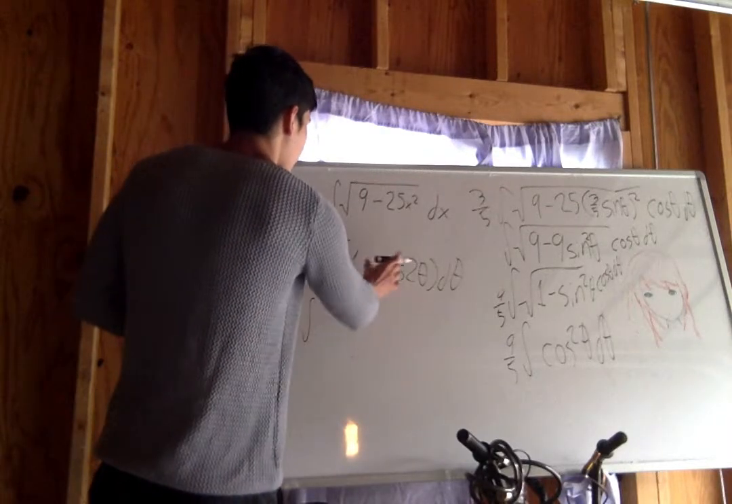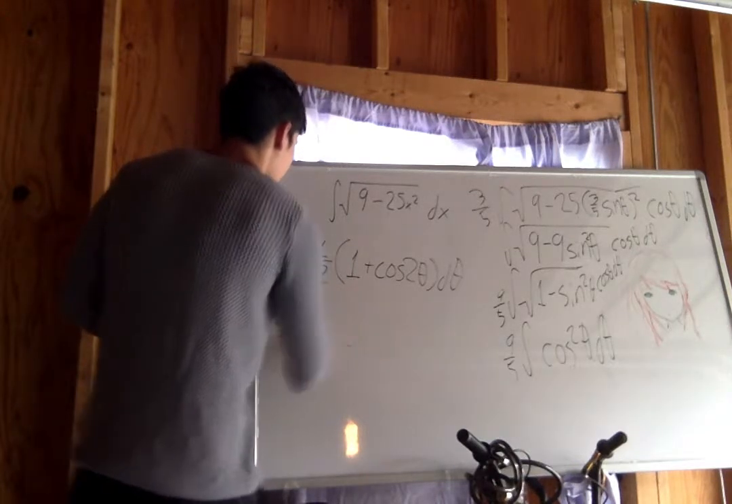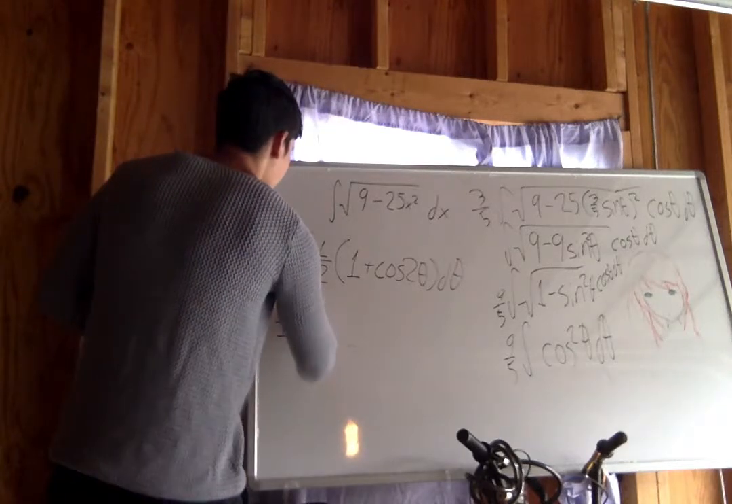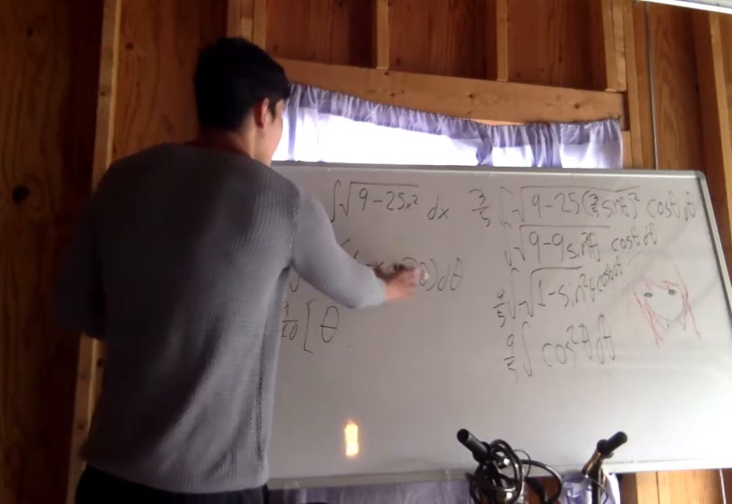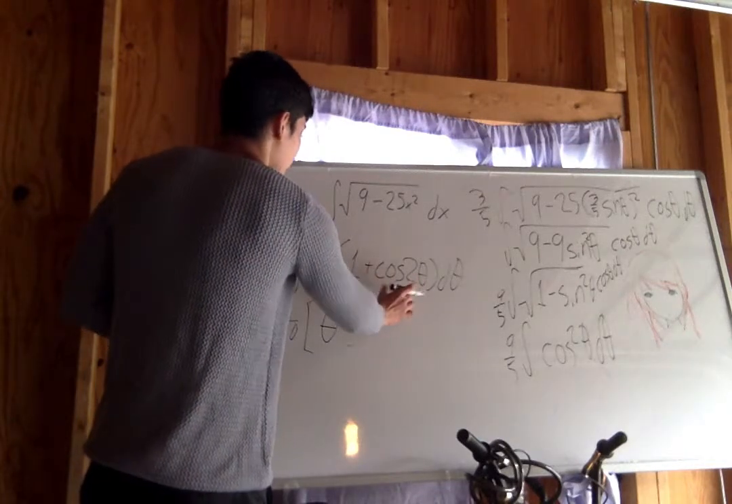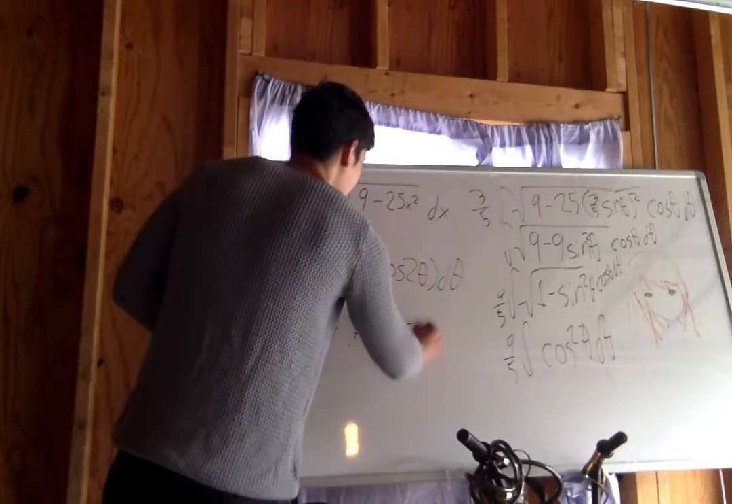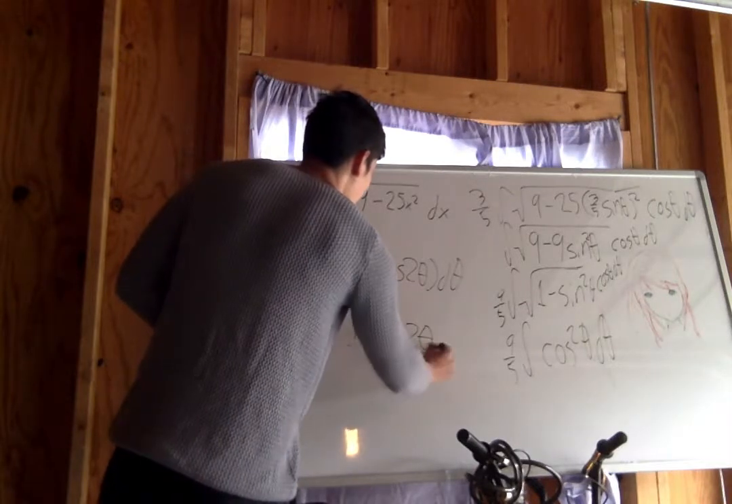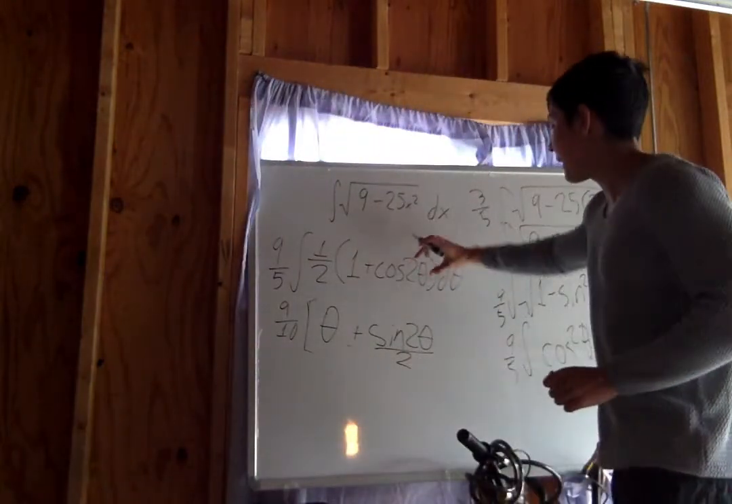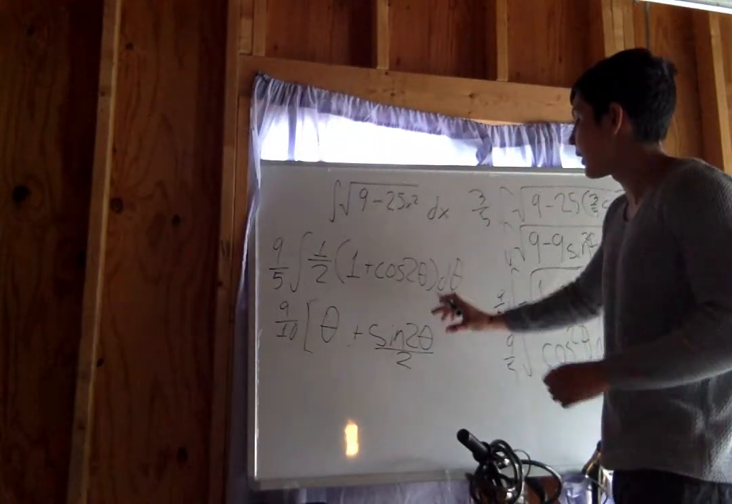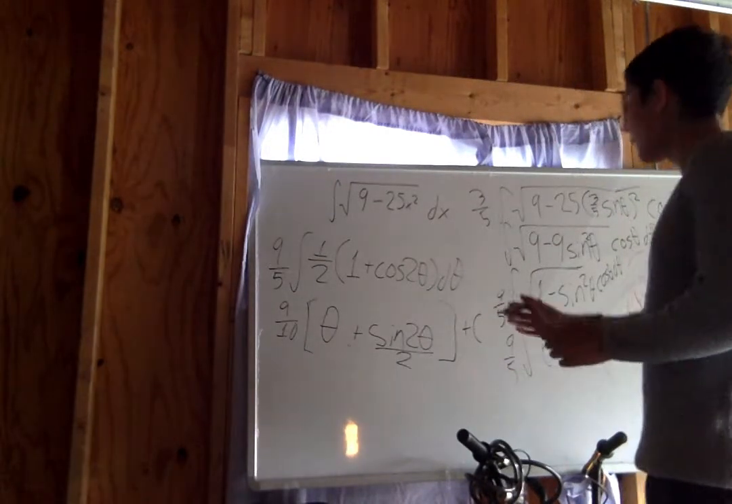Now integrate each part individually. What happens when you integrate 1? You just get theta, right? What happens when you integrate cosine of 2 theta? You get positive sine 2 theta over 2, because you've got this inside, and whenever you integrate something that has this inside, you divide by it. Plus c. So you would think, okay, we're done.